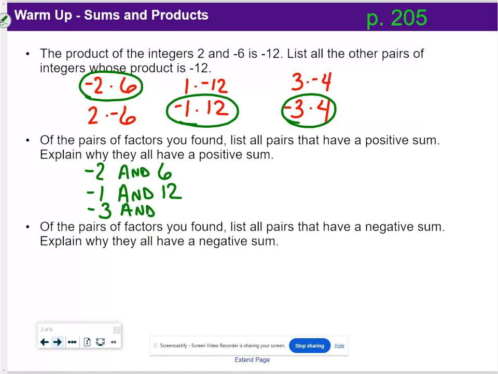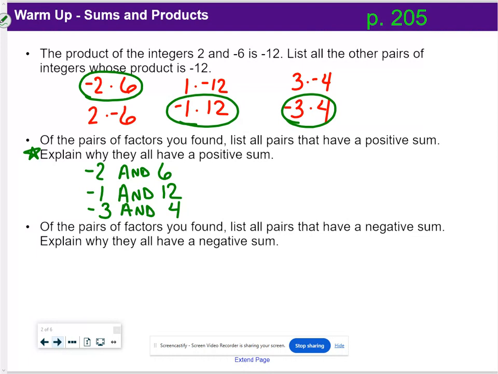And the reason why they all have a positive sum, I hope that you can understand this one, it's because the bigger number of those, just looking at the absolute value, the bigger number was positive. There were more positives, right? So -2 and +6, there's more positives with the +6. -1, positive 12, more positives in there.